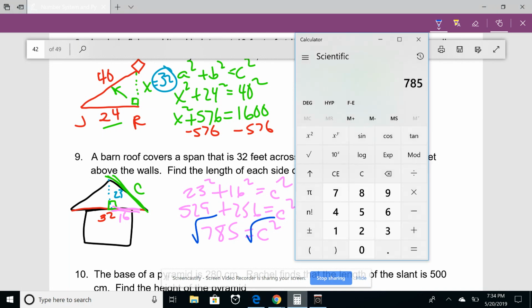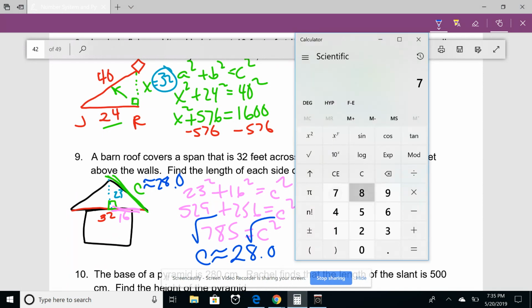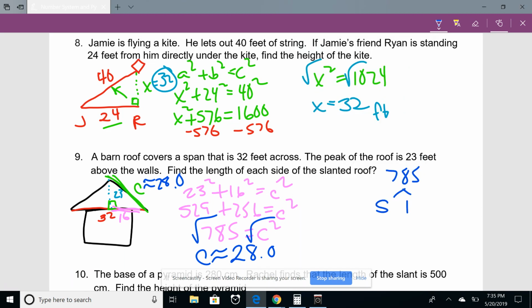Let's see. Nope. It's about 28.0. But let's see if we can simplify it. So that's my estimated answer. It's about 28.0. But let's see if we can simplify it. So 785. Oh, I know that's divisible by 5. 157. Yikes. I don't know if there's anything else in that.